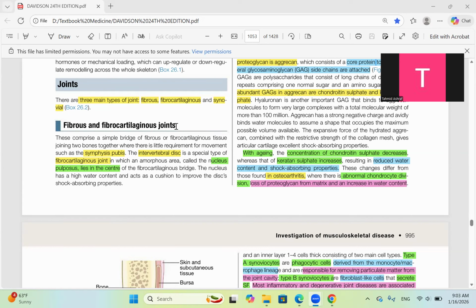Next, fibrous and fibrocartilaginous joint. The symphysis pubis, or pubic symphysis, and the intervertebral disc are examples of fibrocartilaginous joint. So the nucleus pulposus is the central part of the intervertebral disc.